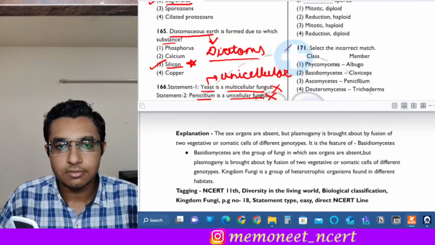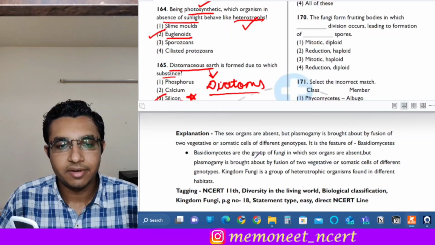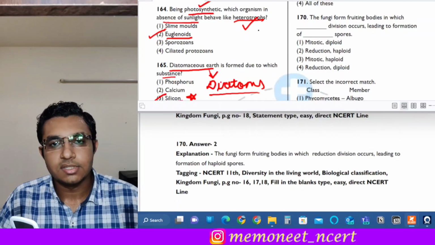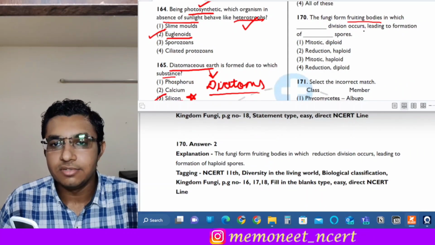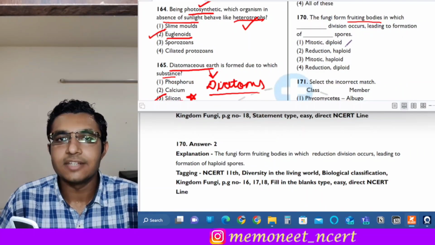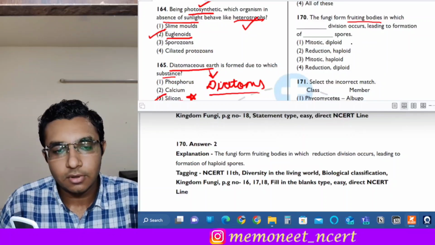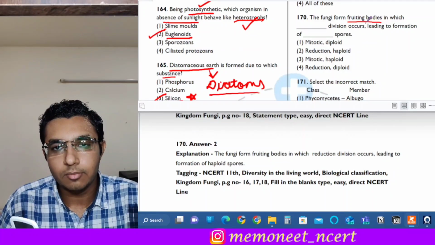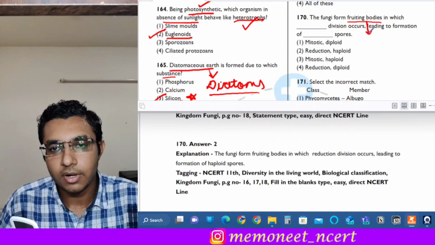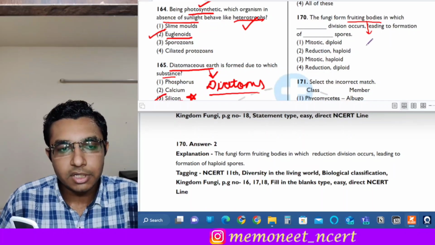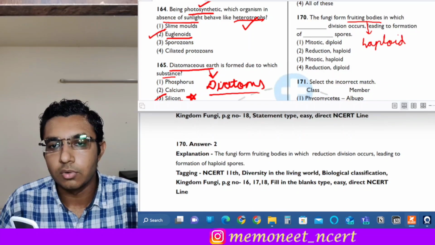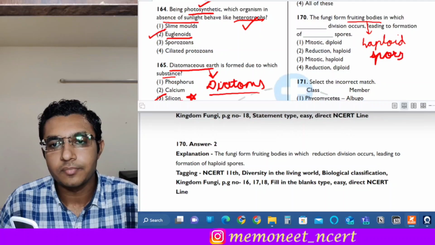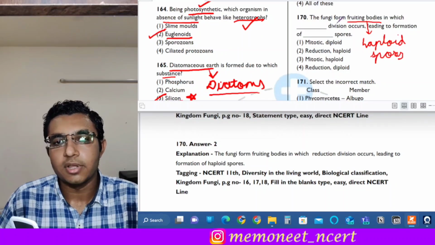Moving on to the next question, that is question number 170. The question states the fungi form the fruiting bodies in which dash division occurs, leading to the formation of dash spores. So first of all, what occurs in fruiting bodies? The fungi form the fruiting bodies, and in the fruiting bodies there is the formation of the haploid spores. Remember that, that is haploid spores. The haploid spores are formed in the fruiting bodies.